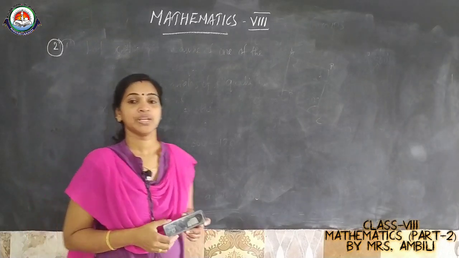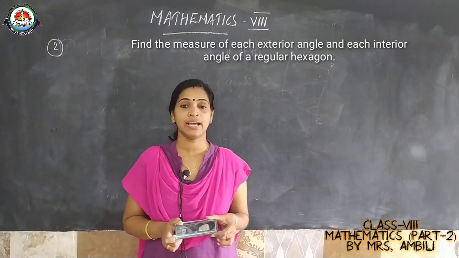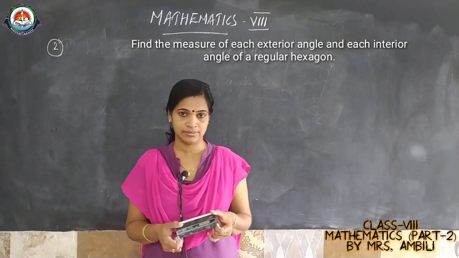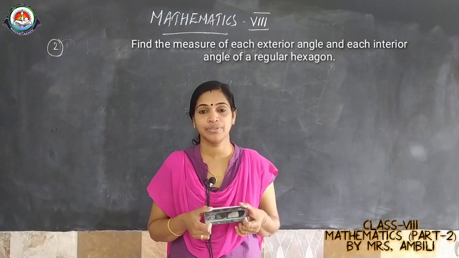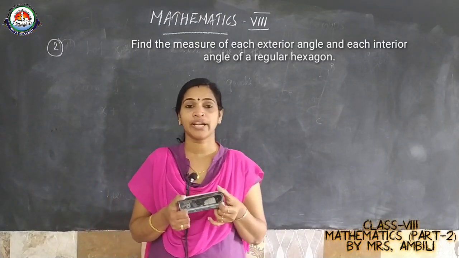Second question: find the measure of each interior angle and each exterior angle of a regular hexagon.